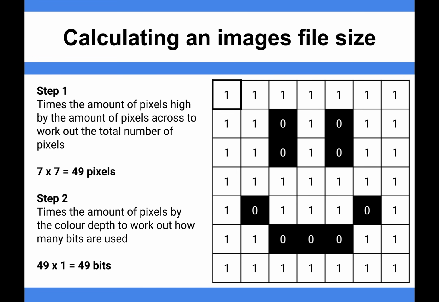Once we've got that, we go through the steps. The first step is to work out how many pixels we've got. We know 7 by 7 is 49, so there's 49 pixels within our image. Step 2 is, once we know how many pixels we've got, we times them by our color depth, so we know how many bits we're using. In our example, we've only got 1 bit per pixel, so 49 times 1 is 49 bits. So in our entire image, we're using 49 bits of data.